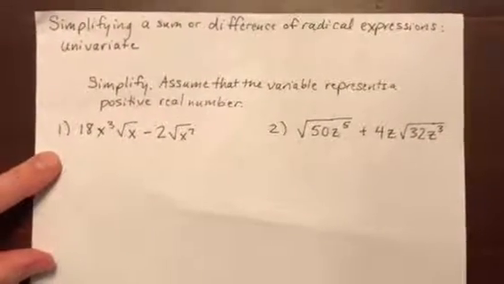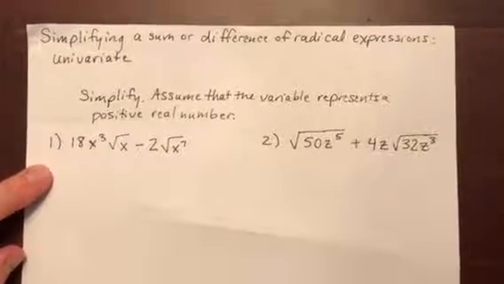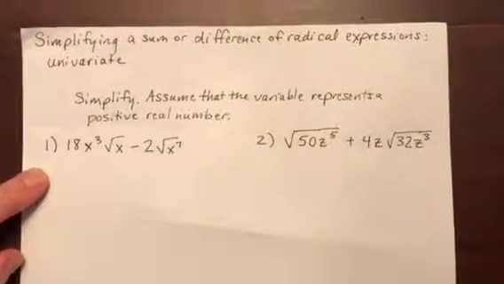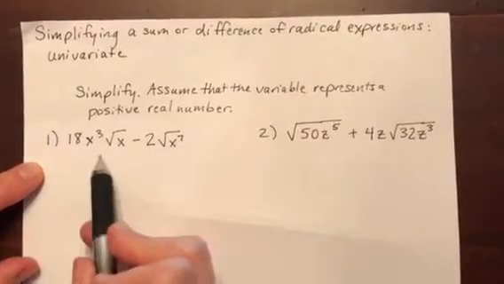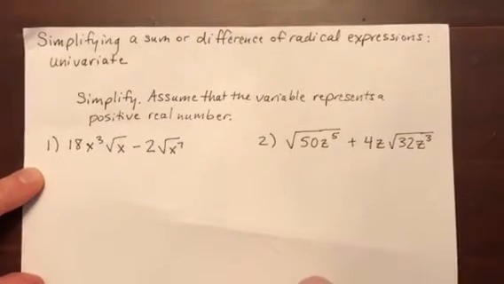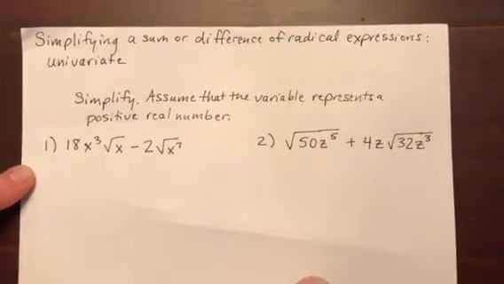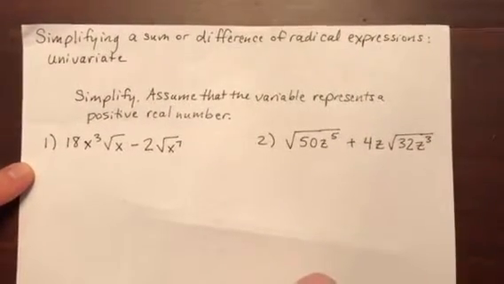So our first example has 18x^3 radical x minus 2 radical x^7. You notice that right now we cannot combine these two terms because the variables in them are not alike. And so what we want to do is simplify each term if possible so that they become like terms.